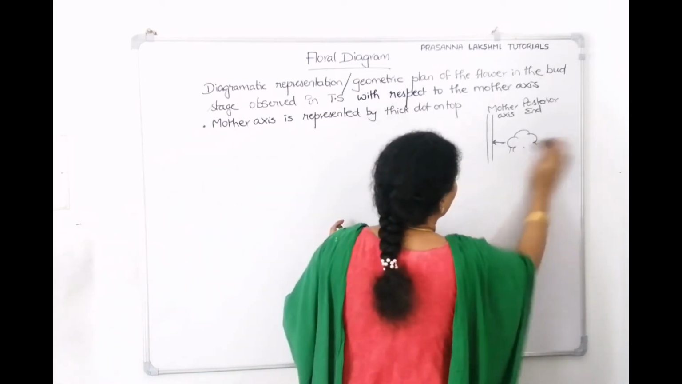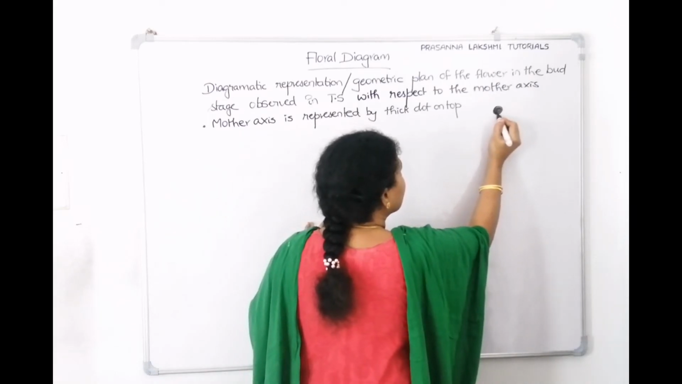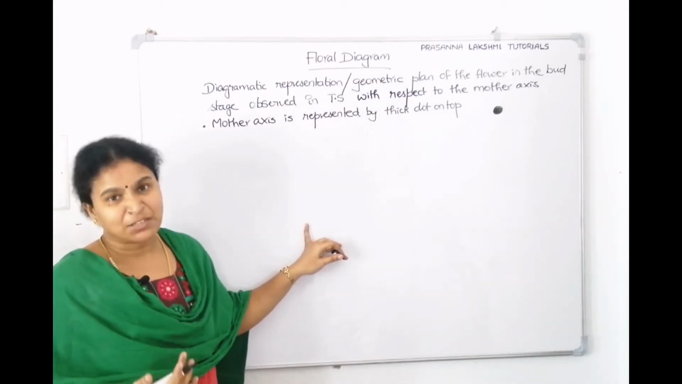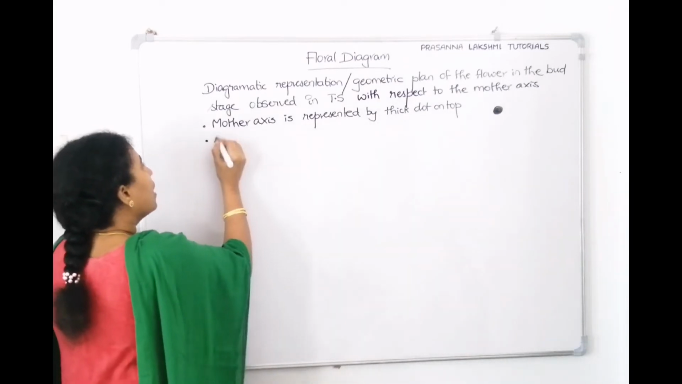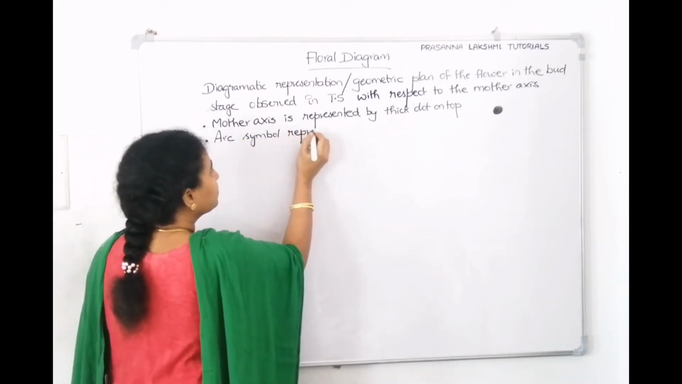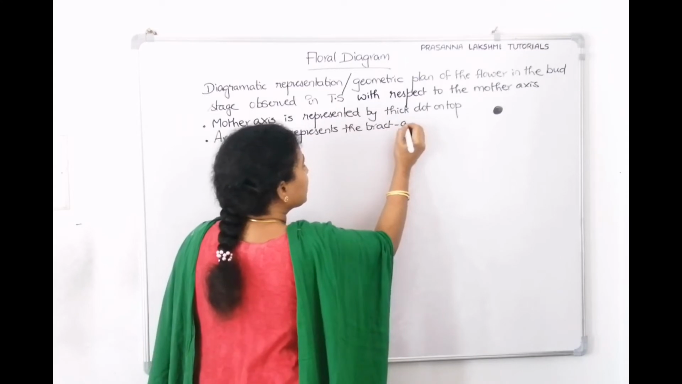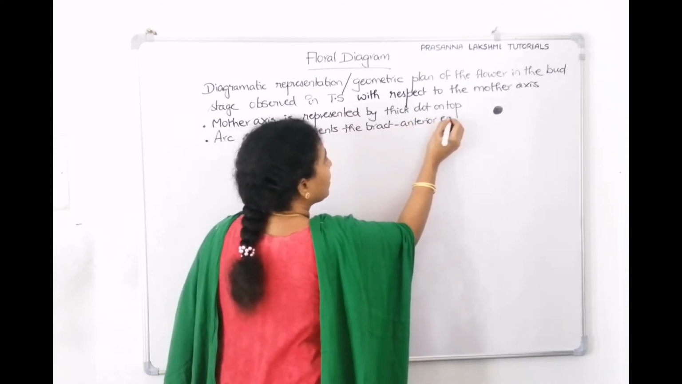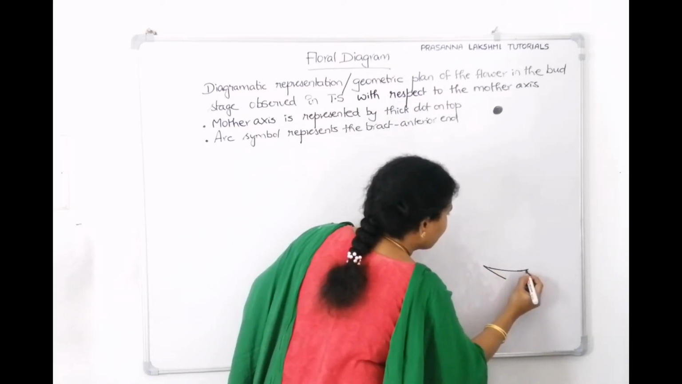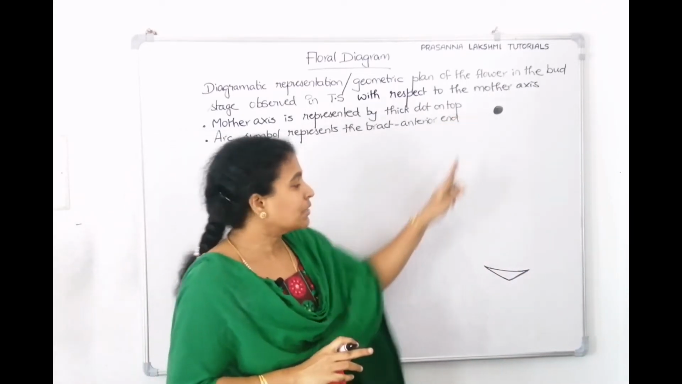So we will draw one floral diagram here. On the top we need to show a dot telling that here is the mother axis. So that means this is the posterior end. Opposite to the mother axis, the bract will be there, anterior. An arc symbol represents the bract. It represents the anterior end. If the flower has a bract, Fabaceae members have bract, Liliaceae members have bract, then opposite to the mother axis we show the bract.